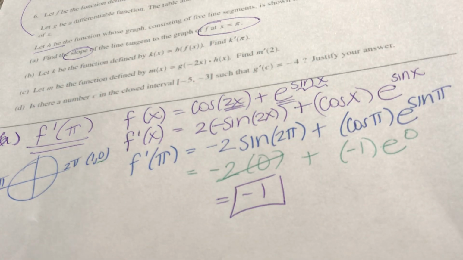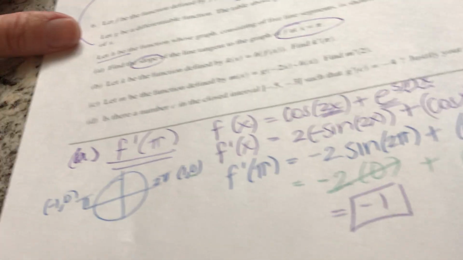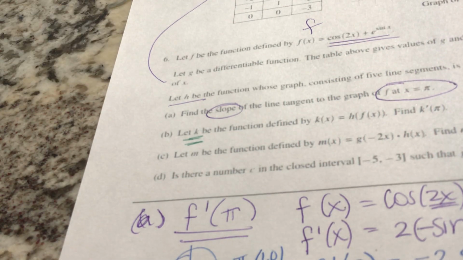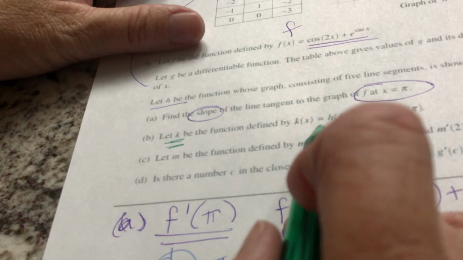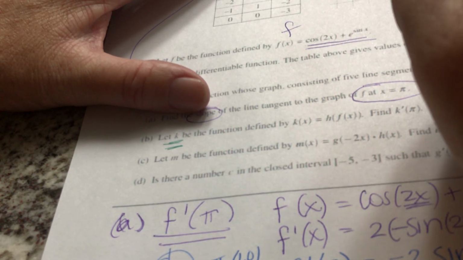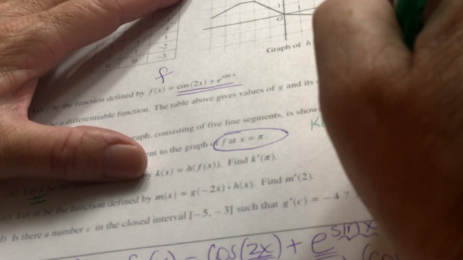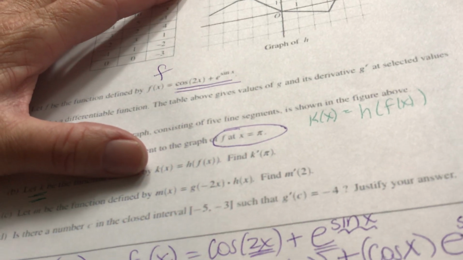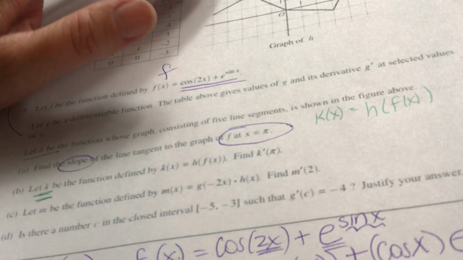Boom. How did you do? That one was fun. Okay, next, B. Let K, haven't we gotten enough variables already? Let K be the function. I don't even know if I have enough room to do it right here. Let's try it. K of x equals h of f of x. And they want us to find K prime of pi.